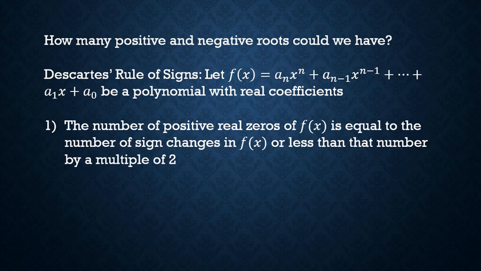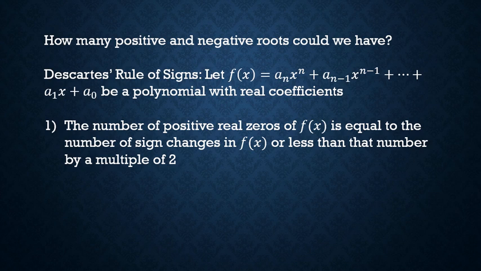So to clarify here, say that there were 5 sign changes in our function f of x. The number of positive real zeros is either 5 or it's less than that by a multiple of 2. So it could be 2 less than 5, or 3, or it could be 2 less than that, which would give us 1. Obviously, you can't have a negative number of zeros, so once you hit the negatives or you hit 0, you stop there.